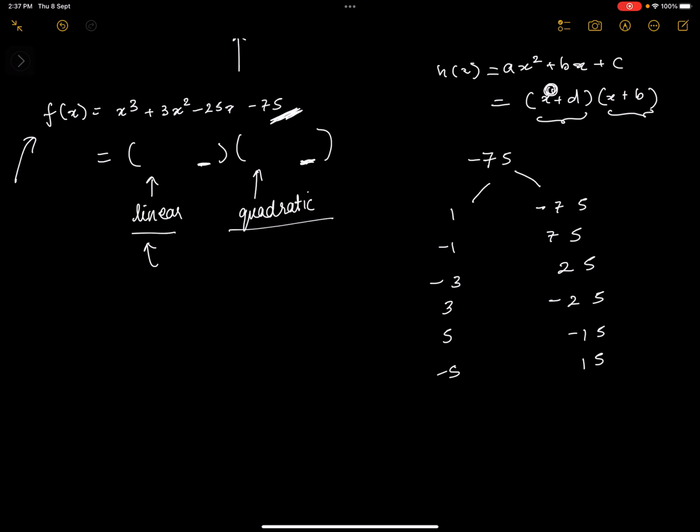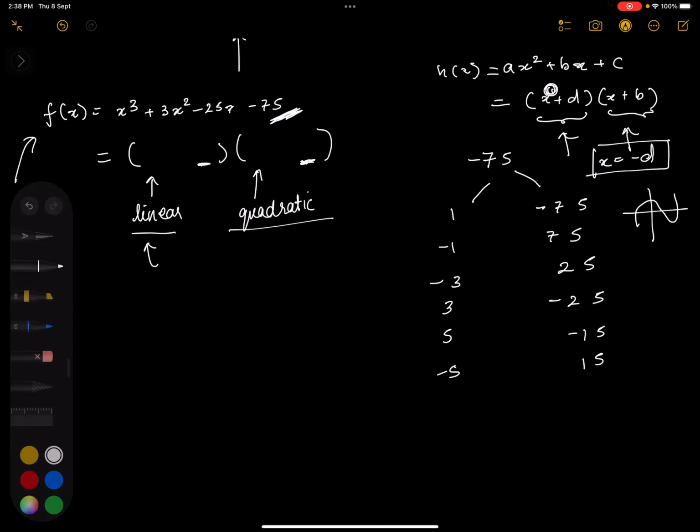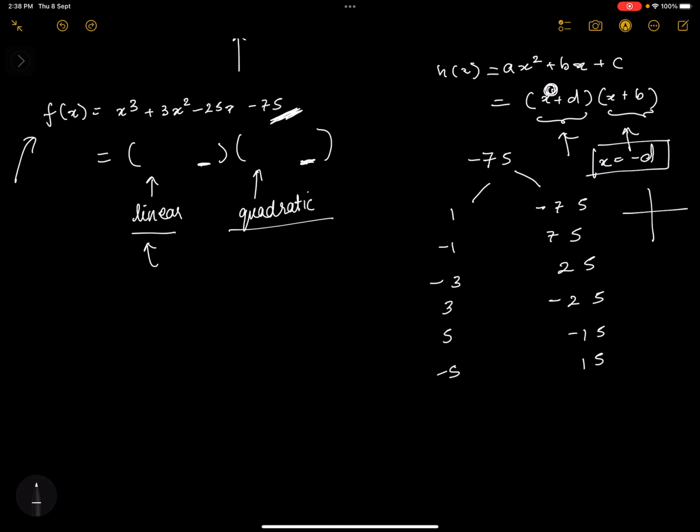When we found the factors in the quadratic realm, we saw that essentially these factors are those values for which, if d was the factor, we will get x equal to minus d as a root of the function h of x. Say, for some function h of x, that's a quadratic function, a quadratic function can look like this or can look like this. And so the roots of the function h of x are those values of x for which the function intersects the x-axis. And so these roots essentially represent the x-intercepts.